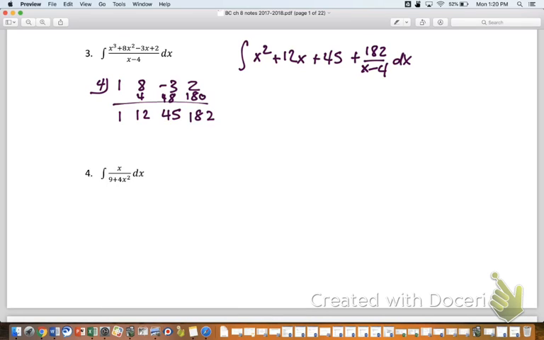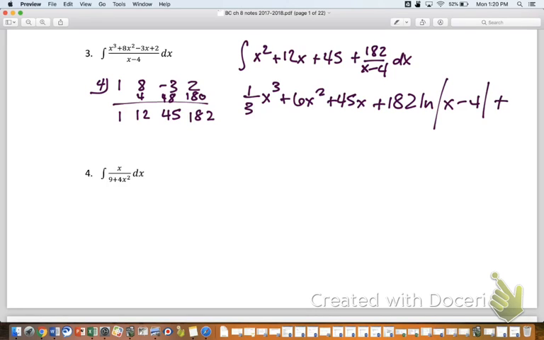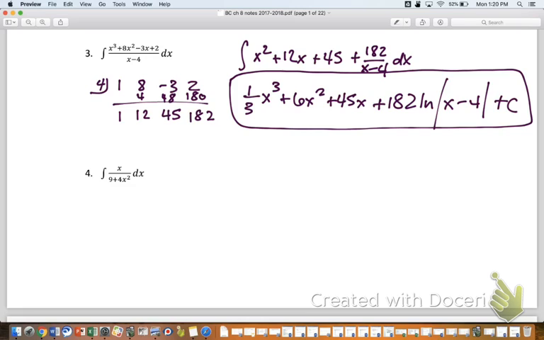Of course, it's really easy at this point to think that you're done because you did do something, right? You did an important thing, but you haven't found any antiderivatives yet. Now we're just going to go through and use the appropriate rule, giving you 1/3 x cubed plus 6x squared plus 45x. And what's the last term? That's a natural log, yes. So it'd be plus 182 natural log absolute value x minus 4 plus c. Any questions?